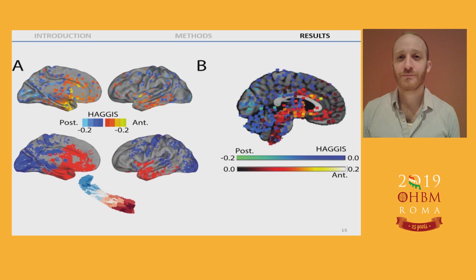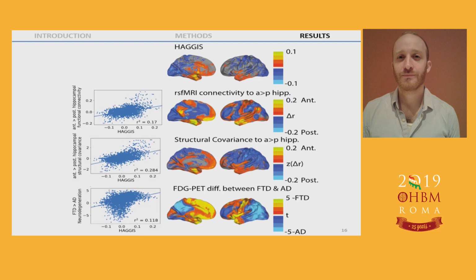So we try to delve into that a little bit deeper. Sorry, this is a busy slide, but on top you see this is that same Haggis map I just showed you, but it's smoothed a little bit just for visualization purposes. And moving down, we have a relative anterior versus posterior functional connectivity between the anterior and posterior hippocampus, relative difference between structural covariance between anterior and posterior hippocampus. In both of those, the anterior is shown in orange.